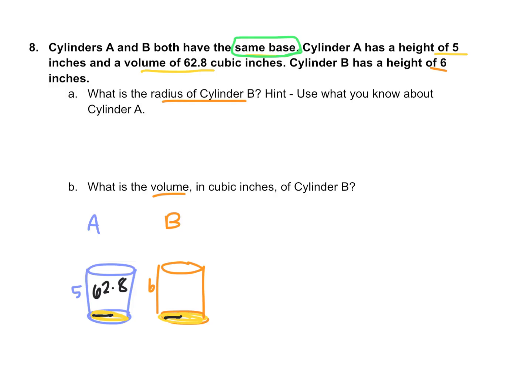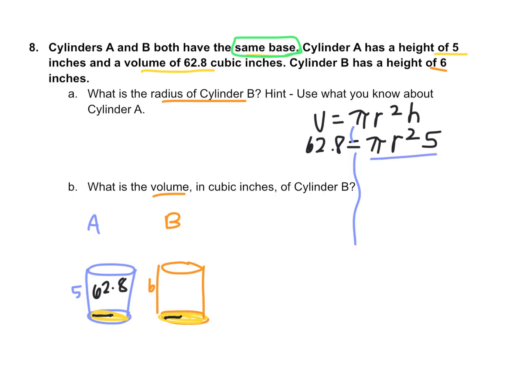So let's go back to our formula sheet. We know that the volume of the cylinder is pi r squared h. We know that cylinder A is 62.8. We don't know the radius, but we do know the height is 5. So I'm going to have to use some algebra here, some inverse operations to get the radius by itself. So I want to divide both sides by the pi and the 5.